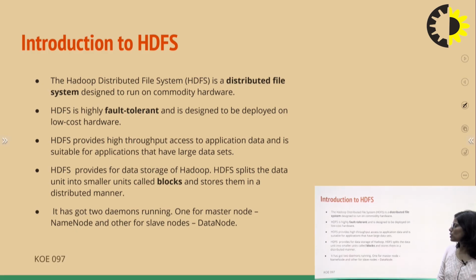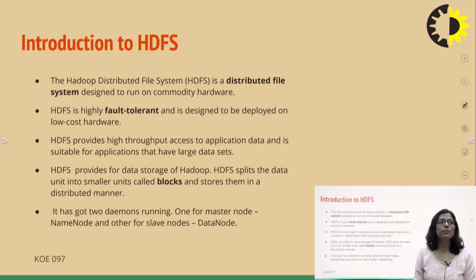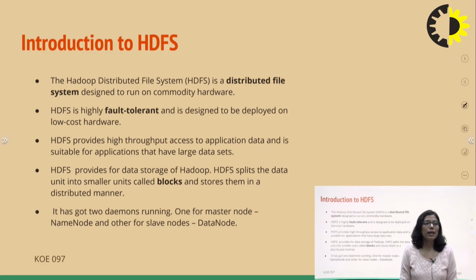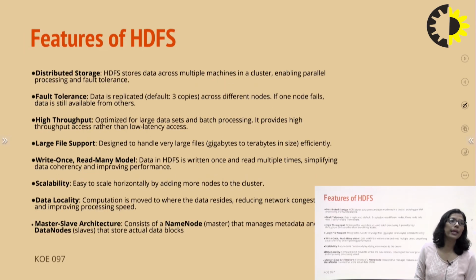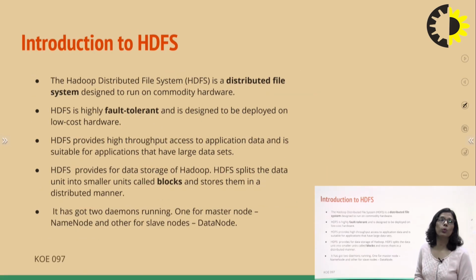HDFS provides data storage for Hadoop. Hadoop splits the data into smaller units called blocks, and we can store them across various data nodes in a distributed manner. We have two daemons, one for the master node and the other for the slave nodes. For the master node, we have NameNode, whereas for the slave node, we have DataNode. We are dividing the data across various nodes, called data nodes, and these data nodes are your slave nodes. All these slave nodes are managed by one master node, which is known as the name node.